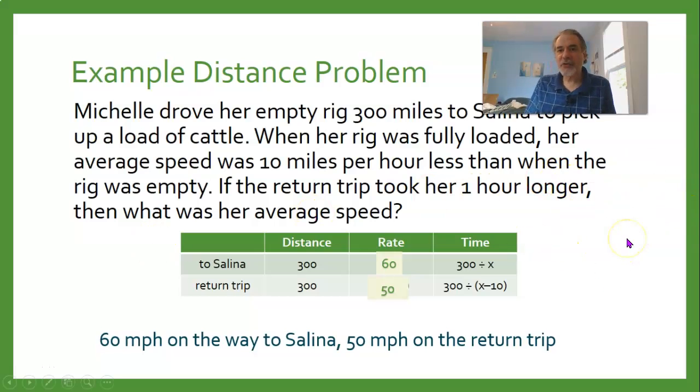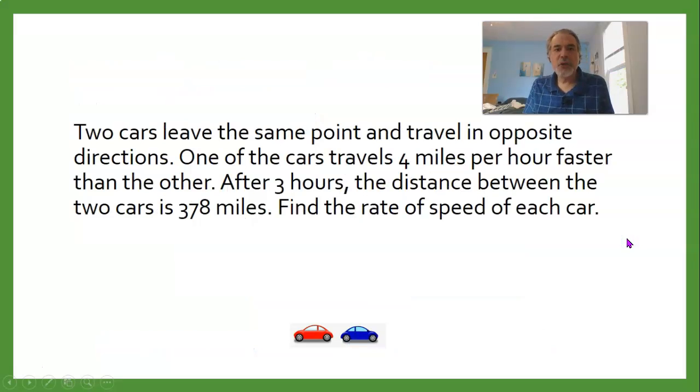That was fun. Let's try another example. Two cars leave the same point and travel in opposite directions. One of the cars travels 4 miles per hour faster than the other one. After 3 hours, the distance between the two cars is 378 miles. Find the rate of speed of each car.